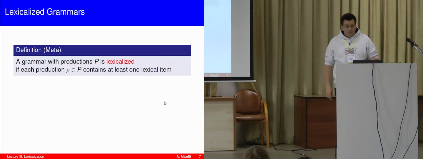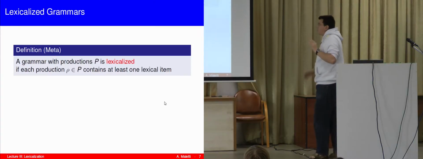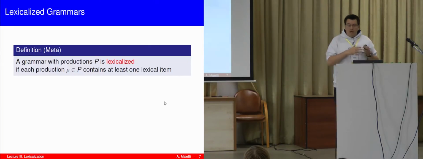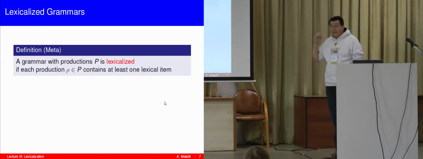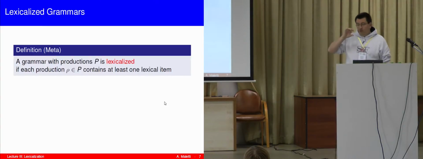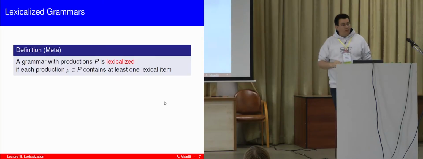Okay. So what is a lexicalized grammar? This is again a meta definition, just because I want to avoid defining it for every type of grammar. So assume that you have a grammar which has a production set P, and such a grammar will be called lexicalized if each production in it contains at least one lexical item. So remember, lexical items were the words of the language, like sleep. Okay, that's just a definition. You can plug your favorite grammar formalism into it, right?